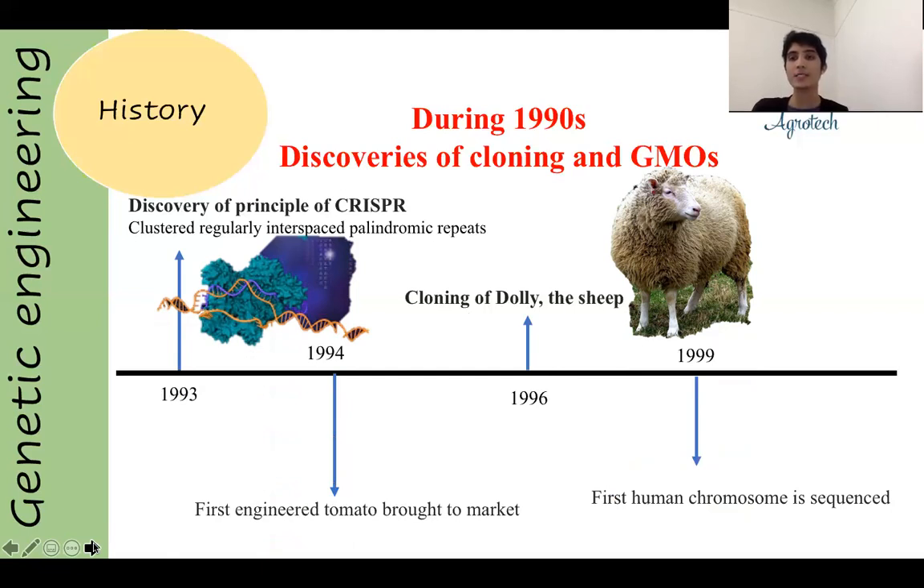The sheep has been cloned and it's named Dolly. That was one of the revolutionary discoveries of that time. Scientists succeeded in cloning a huge animal as well. And in the same era, for the first time, the human chromosome was sequenced as well.